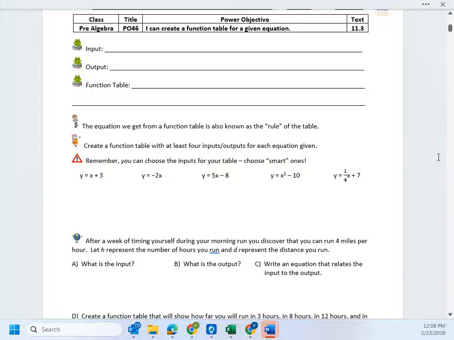Good afternoon. Today we are starting book 3, our final book for our final trimester coming up of Tri 3. We are going to be working today with function tables. So we are starting with PO46. I can create a function table for a given equation.